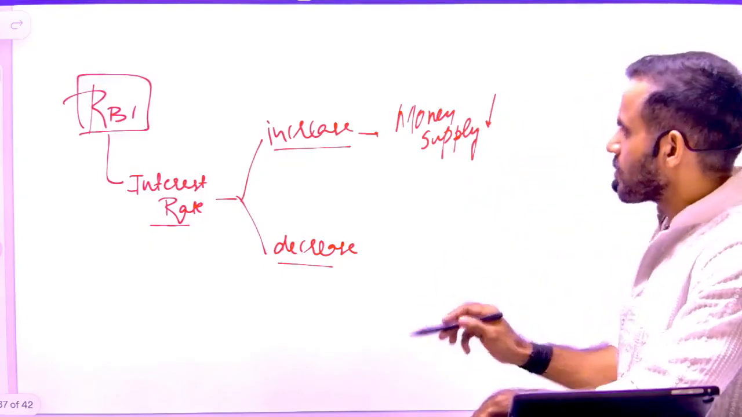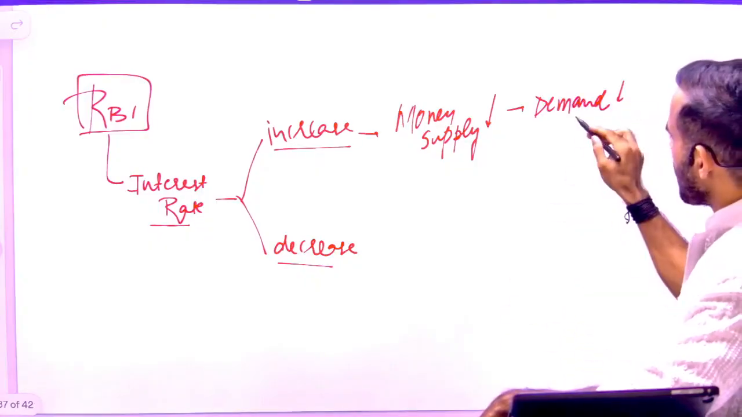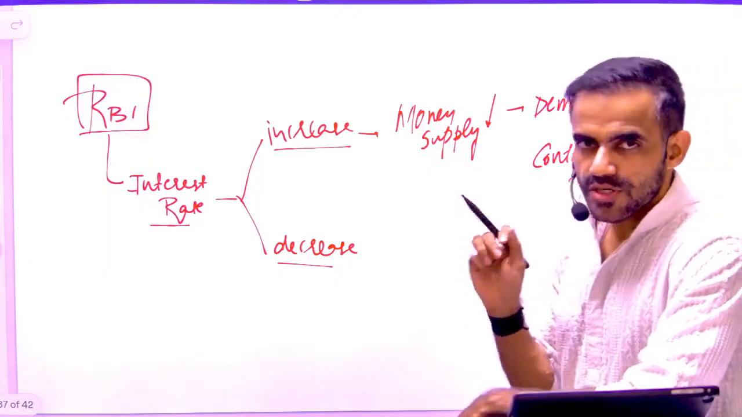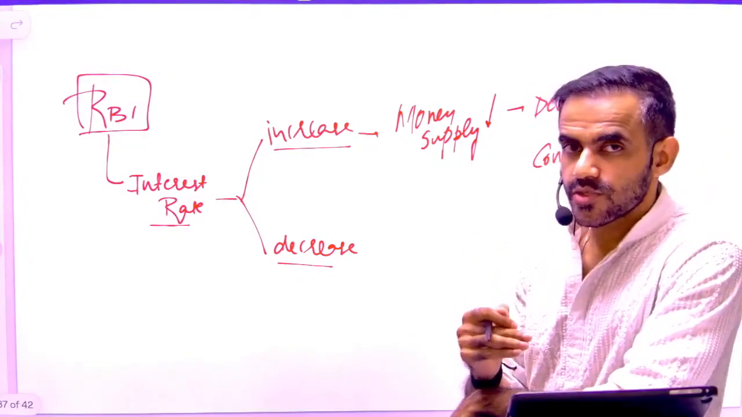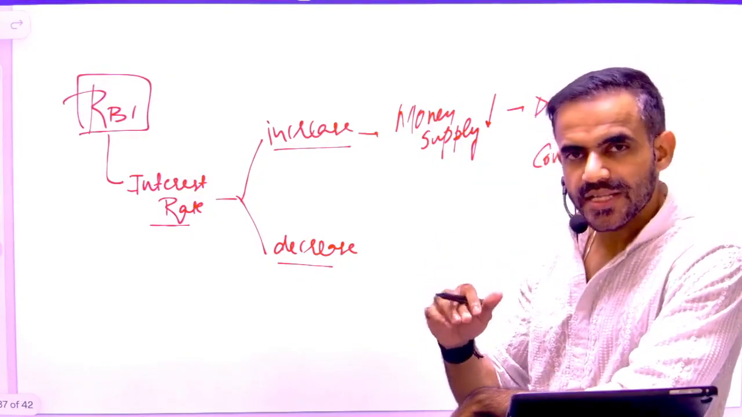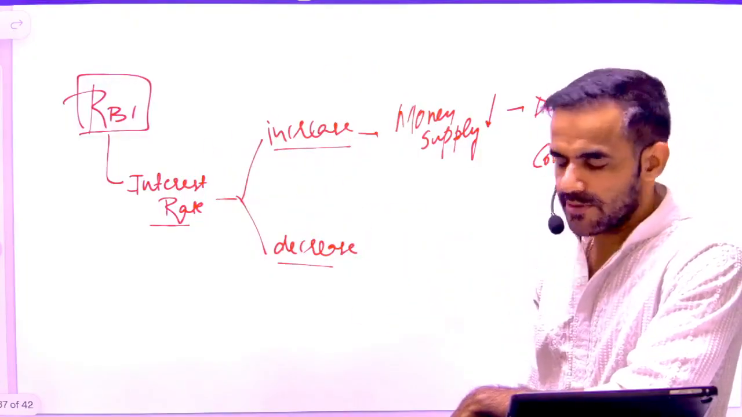If money supply goes down, what will happen? The demand will also go down. If demand goes down, the economy will contract. That's why it is referred to as contractionary policy. Now, in what situation is RBI likely to do so? Usually, during the time of very high inflation, RBI tends to follow this policy.